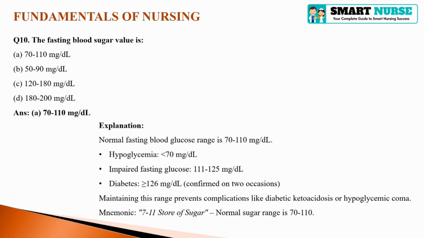So once a person's fasting blood sugar value is 70 to 110, it is normal. If the person has hypoglycemia, impaired fasting glucose, or diabetes, we see less than 70 or more than 110. Diabetes means more than 126 mg per dl.